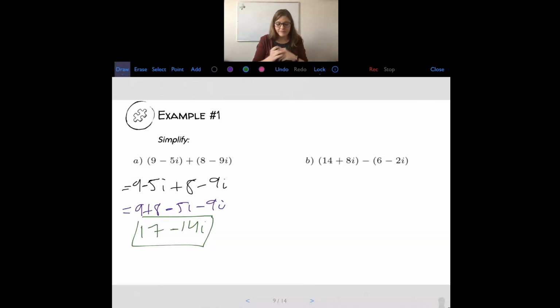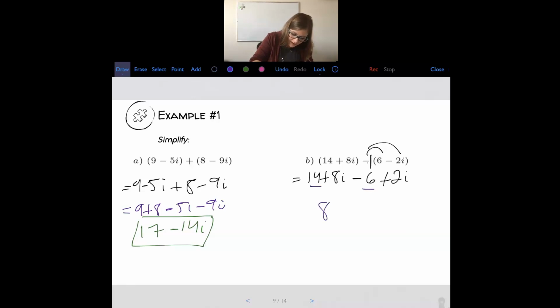For part B, we have (14 plus 8i) minus (6 minus 2i). So when you have a negative in front of a parentheses, you may think of it as distributing the -1 to each of the terms inside of the parentheses. So this becomes 14 plus 8i minus 6. -1 times -2i becomes positive 2i. Okay, and again, we collect our real parts and our imaginary parts. So the final answer here is 8 plus 10i.